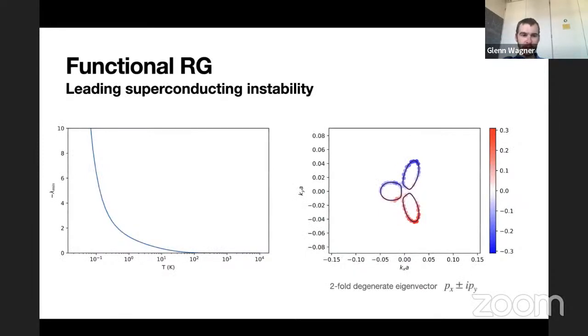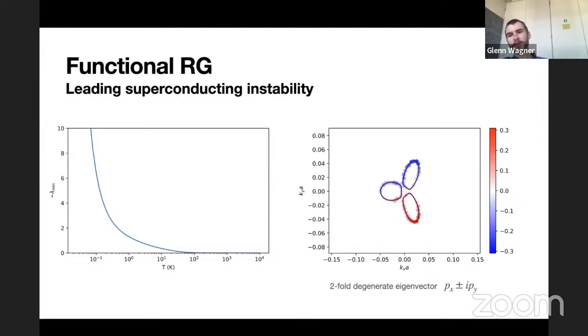And this is what I'm showing here. I'm showing the leading eigenvalue as you decrease the temperature, and the divergence of this eigenvalue signals the superconducting instability. And here you see that we find a divergence in this eigenvalue around 10^-1 Kelvin, which is roughly the value of the TC that was observed as well. And then the superconducting gap has exactly this P-wave structure that we also found when we did the RPA calculation. In fact, it's a twofold degenerate P-wave solution that we find.